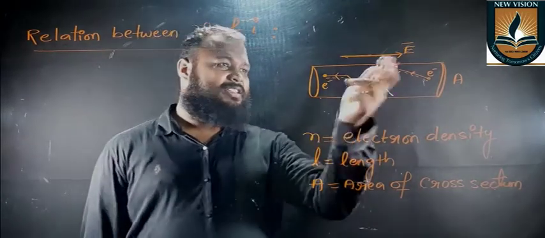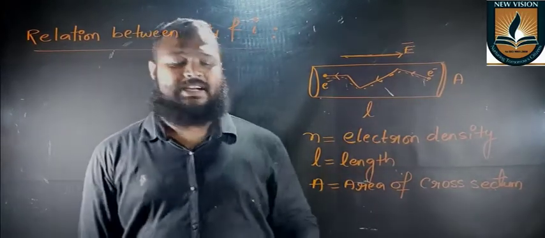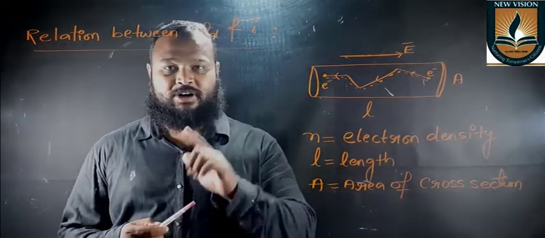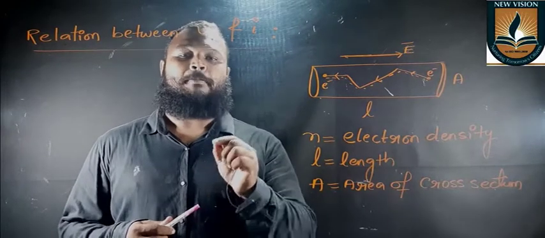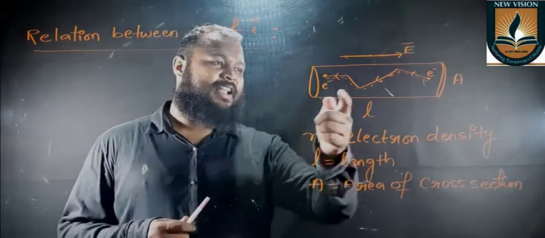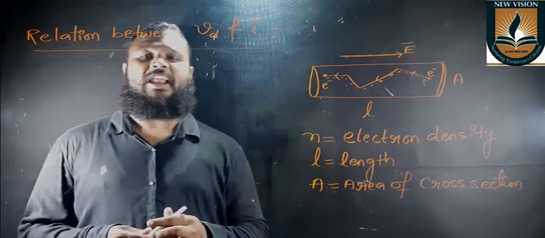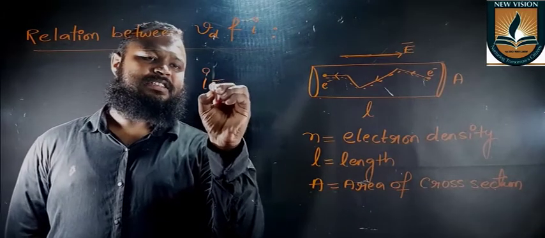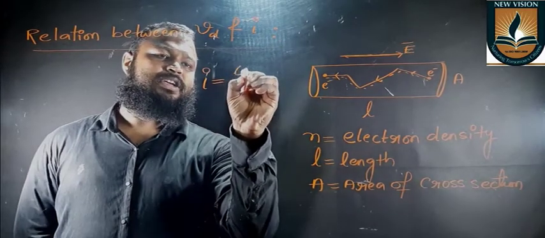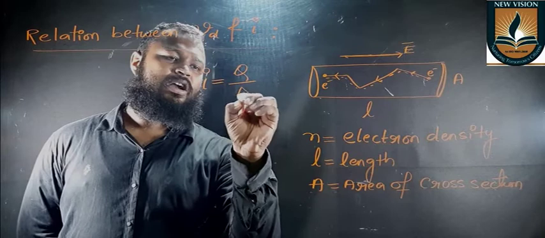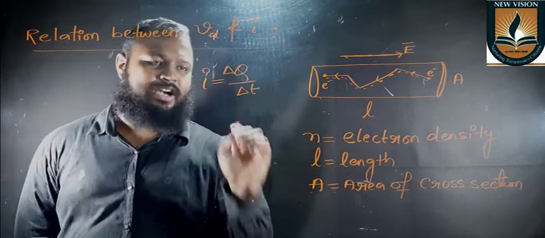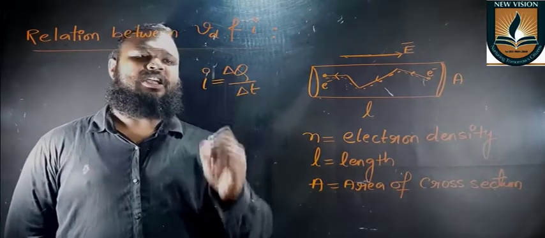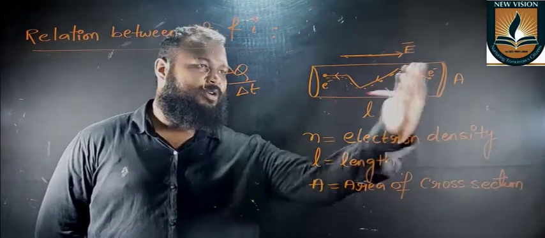Let's say this conductor has electron density n. n is the number of free electrons, not the number of electrons, but the number of free electrons per unit volume. L is the length of the conductor, and A is the area of cross section of the conductor. By definition, I is Q upon t, or delta Q upon delta t. So current is the rate of flow of charge, and delta Q is the charge which flows from one end to the other end.